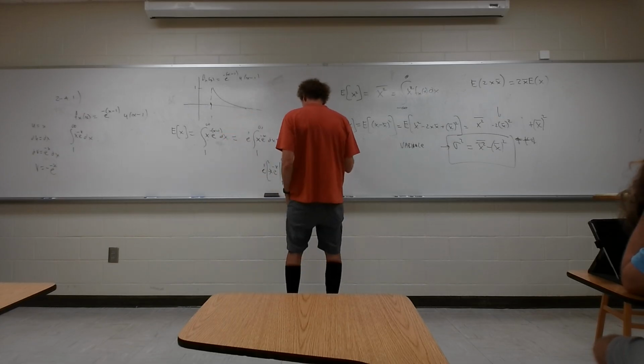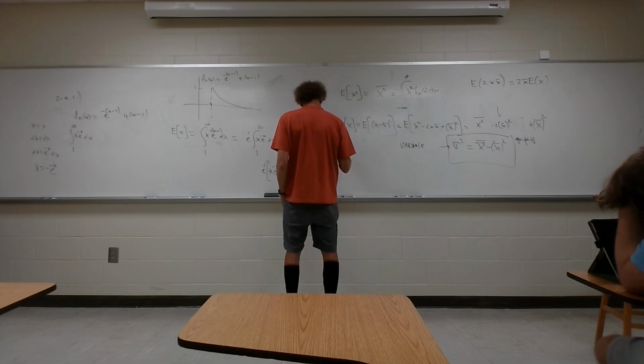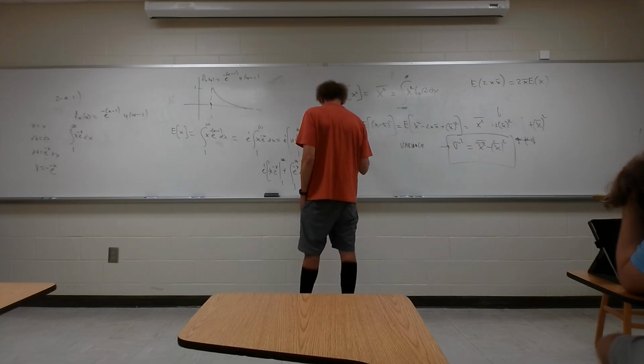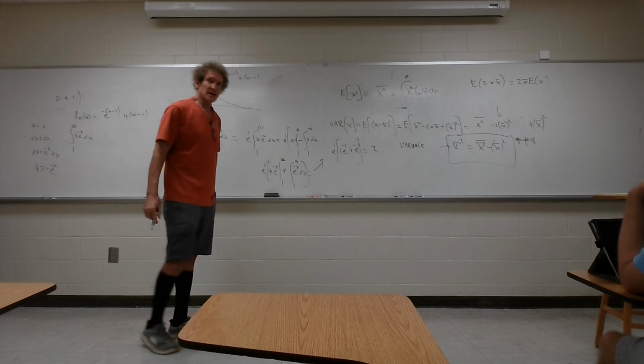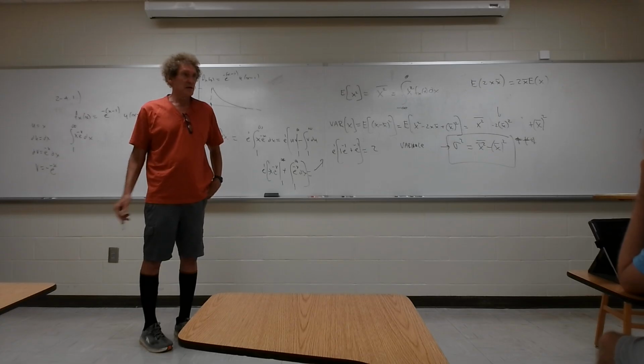I'm running out of room for patience too, so flip that. I got e to the 1 times 1, e to the minus 1. And for this one I got plus e to the minus 1. And what is that going to be? That's 2. All right, so I got 2 for the average value. Anybody else? Did you do it in your calculators? Did you track your calculator?